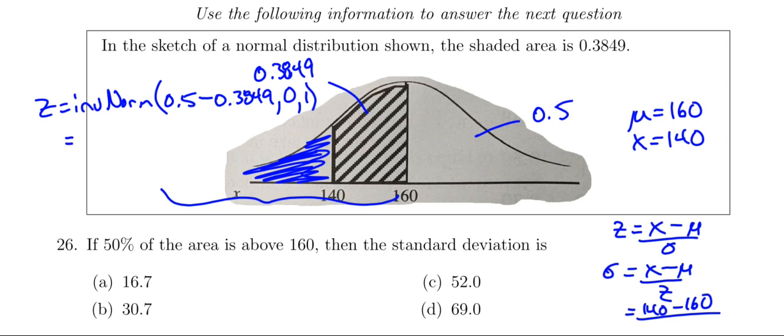And when I do that, I get a z-score value of negative 1.20. And if I plug that in here, negative 1.20, down into that equation in the bottom right of the screen here, press enter, turns out I get a standard deviation of 16.7.